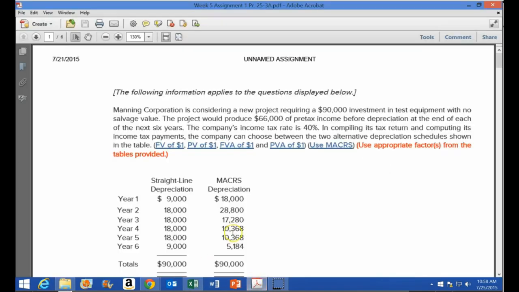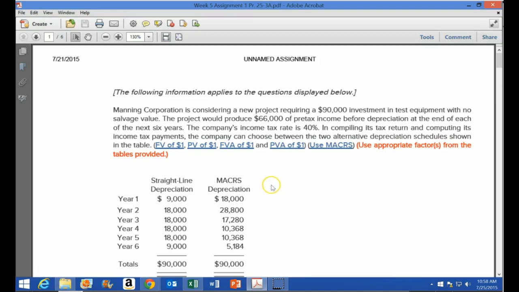So we're going to be working with time value of money here. We have a corporation considering a new project requiring a $90,000 investment in test equipment with no salvage value. The project would produce $66,000 of pre-tax income before depreciation at the end of the next 6 years. The company's income tax rate is 40%.